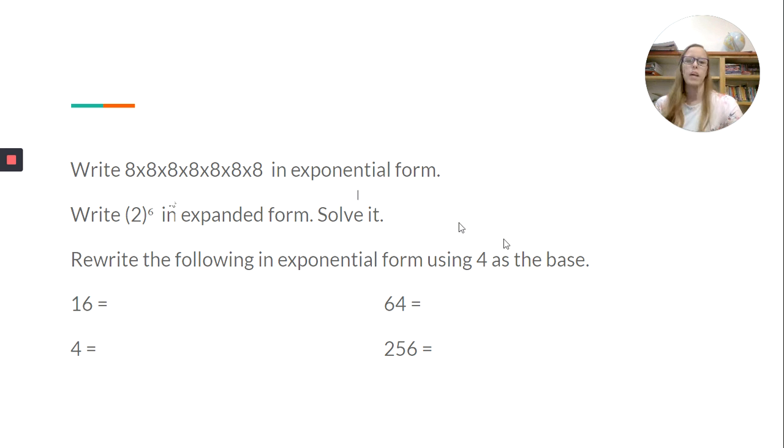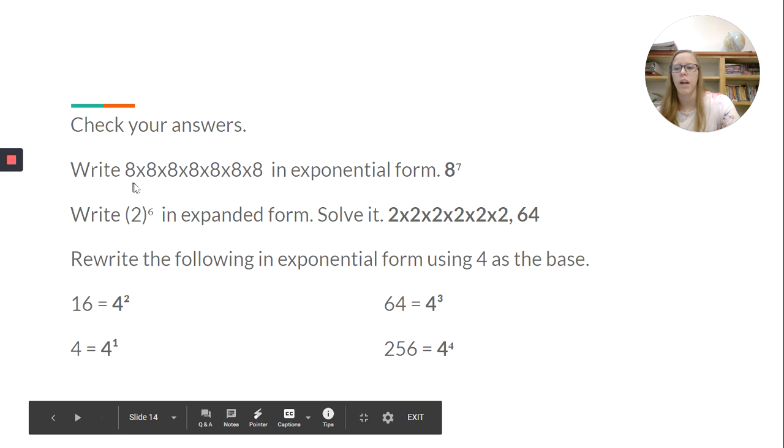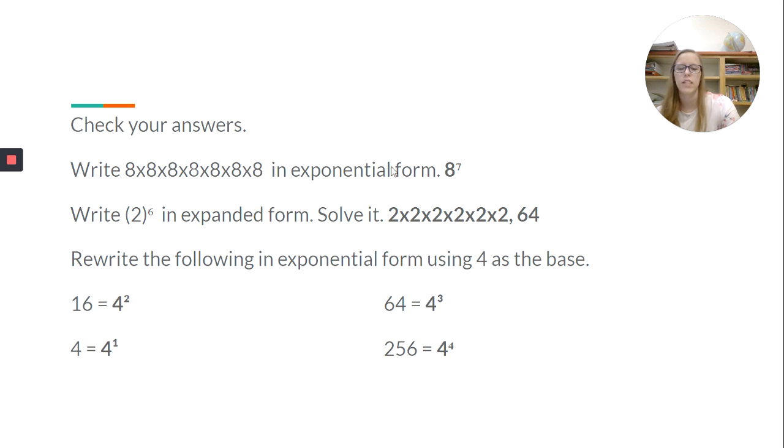Okay, so again, pause the video, complete the problems, and then hit play to find the answers. So we have 8 as our base. 1, 2, 3, 4, 5, 6, 7, 8 to the 7th. We're writing 2 to the 6th in expanded form and then solving it. 2 times 2 is 4, times 2 is 8, times 2 is 16, times 2 is 32, times 2 is 64. And then rewrite the following in exponential form using 4 as the base.